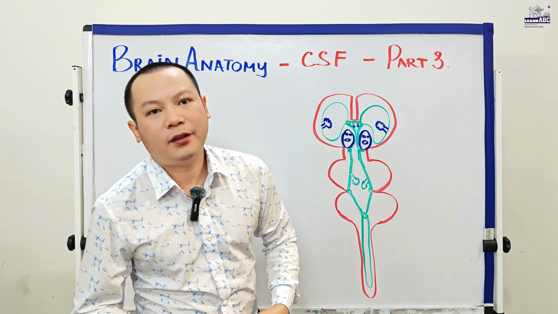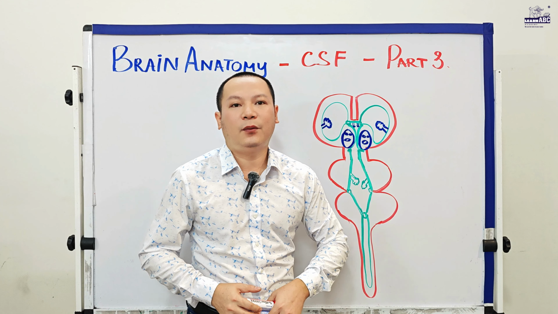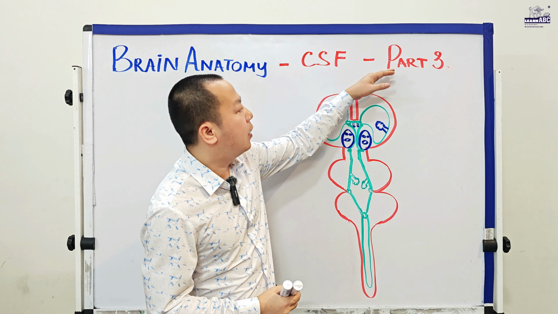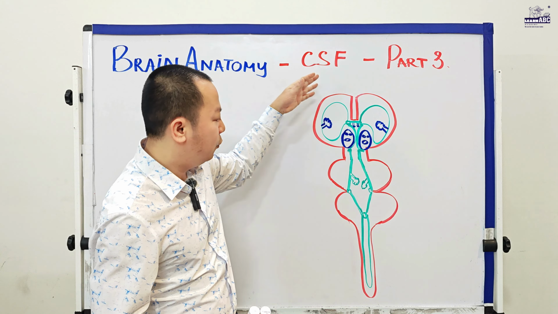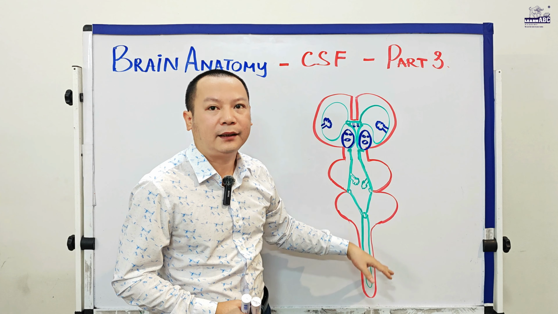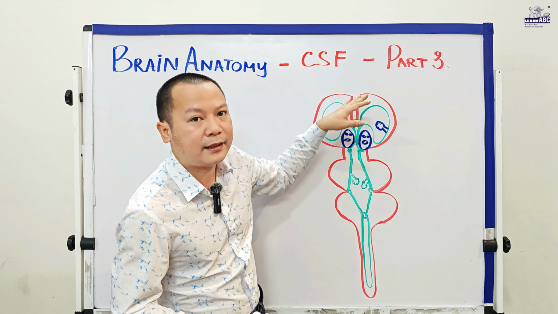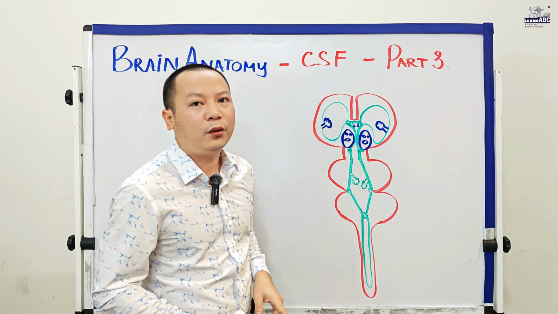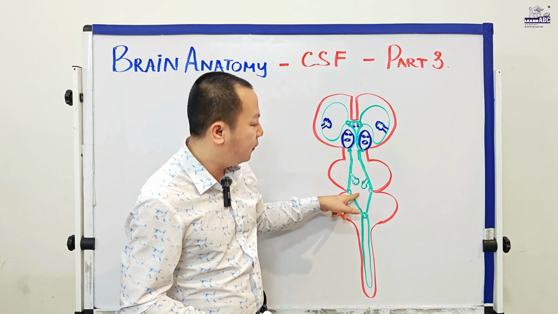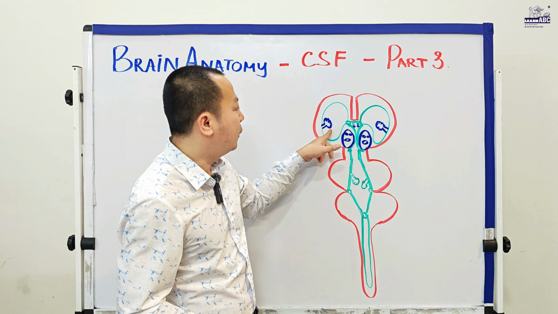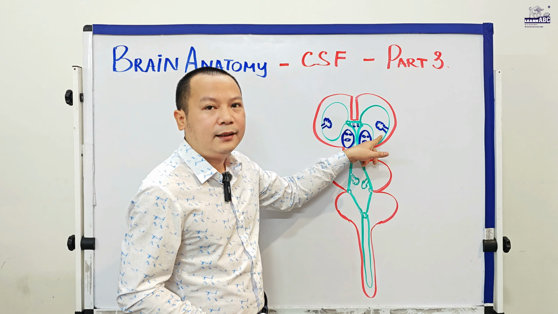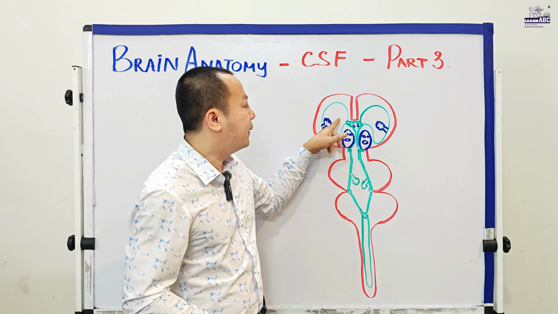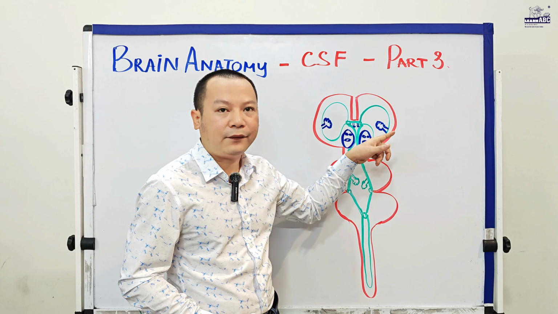Right, in this video, we continue to discuss how the CSF is formed in the cavity. In the last video, in part 1 and part 2, I already introduced to you the structure of the cavity present inside the central nervous system. Here we have the lateral ventricle, here the third ventricle, and here the fourth ventricle. And this structure we call the choroid plexus. This choroid plexus present inside the CSF cavity produces the CSF, right?